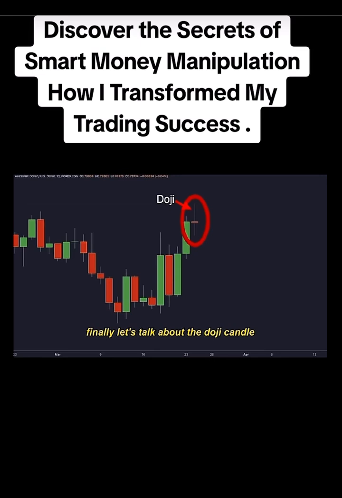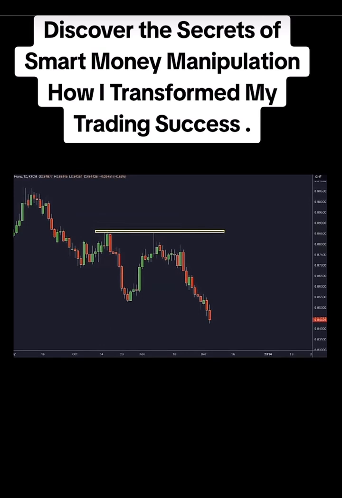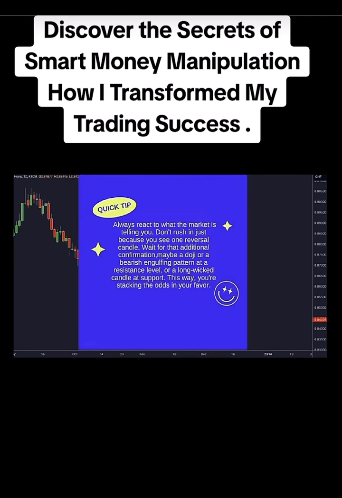Finally, let's talk about the doji candle. A doji forms when the opening and closing prices are almost identical, creating a candle that looks like a cross or a plus sign. It represents indecision in the market. At a resistance level, after a series of bullish candles, a doji can signal that the buying pressure is exhausted and the market might be ready to reverse. Think of it like a standoff between buyers and sellers. Nobody's winning, but it often leads to a shift in control, which in this case would favor the sellers.